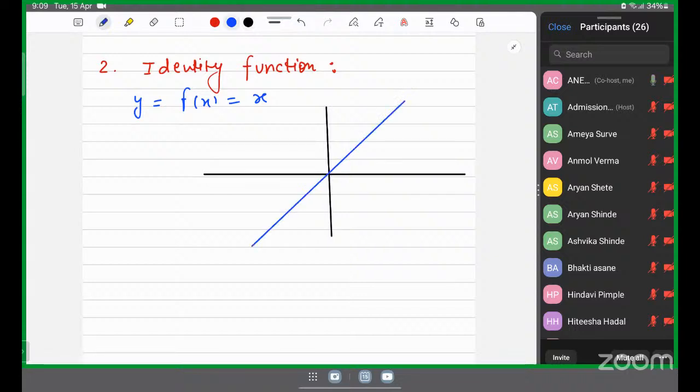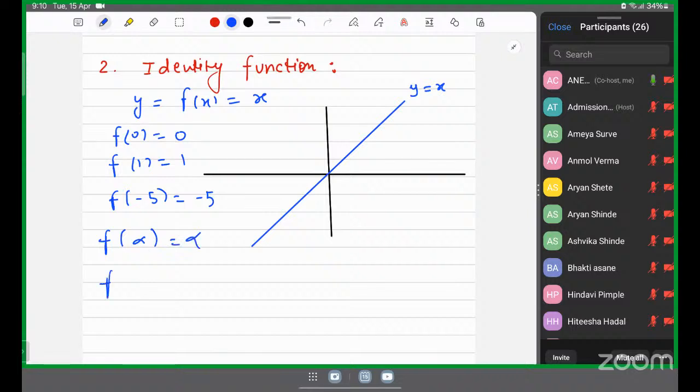y equals x, or f of x equals x, implies that whatever the input, the same will be the output. If you give it 0, 0 will be the answer. If you give it 1, 1 will be the answer. If you give it minus 5, minus 5 will be the answer. If you give it alpha, alpha will be the answer. If you give it alia, alia will be the answer. This is the behavior of the identity function. Whatever the input, the same will be the output. Now the question is, what will be its domain and range?